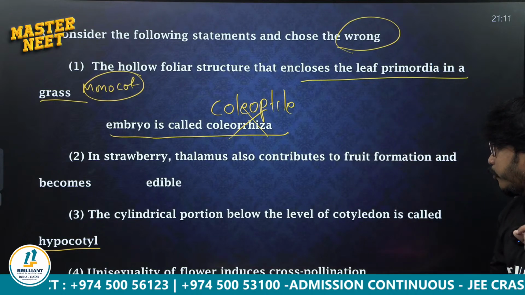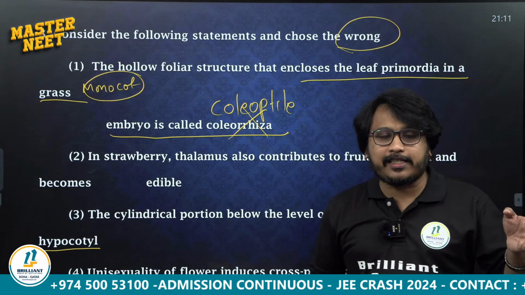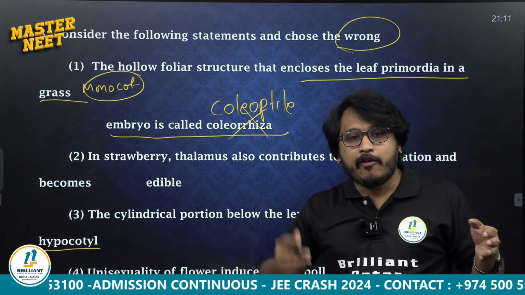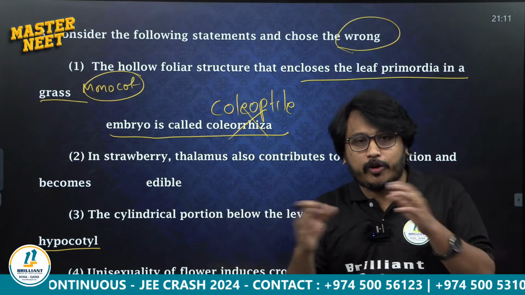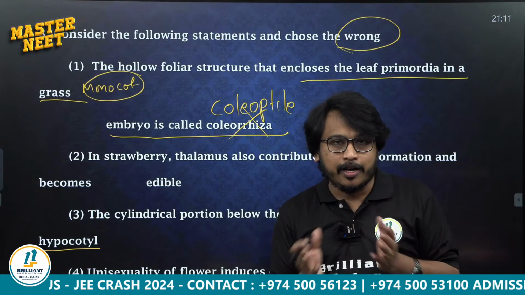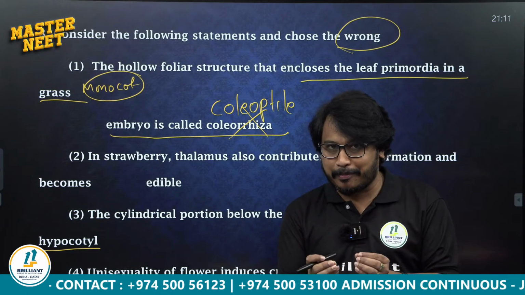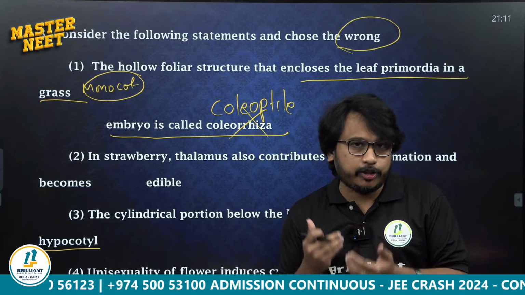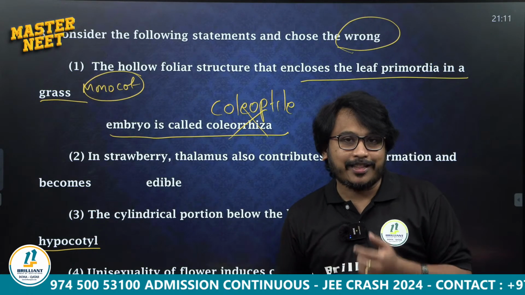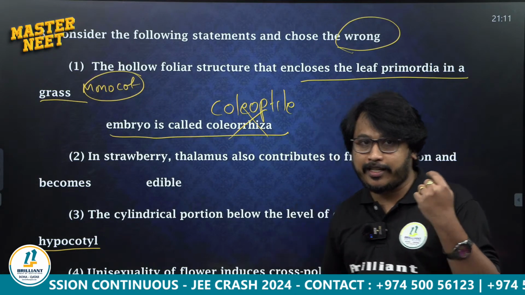Unisexuality of flower induces cross pollination. That is also correct. Papaya: the male staminate flower is in one plant, the female flower is in another plant. They will promote which pollination? Cross pollination will be promoted. So dioecious, the term given in NCERT, please try to remember. Dioecious, the sexes are separate. That will promote cross pollination. That is also an outbreeding device, an adaptation of cross pollinating plants.